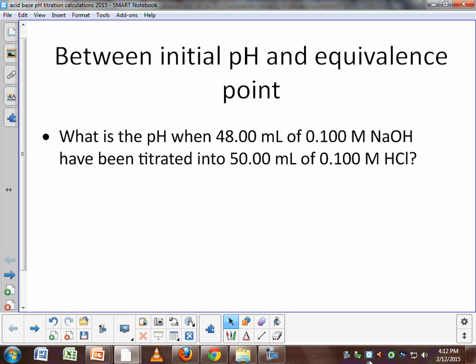And now we're going to be talking about how you determine the pH between that initial starting time and before you hit your equivalence point, which is what I say from beginning to the middle. The equivalence point is sort of the middle of your titration, when moles of acid are equal to moles of base, and we're talking about somewhere in between there.